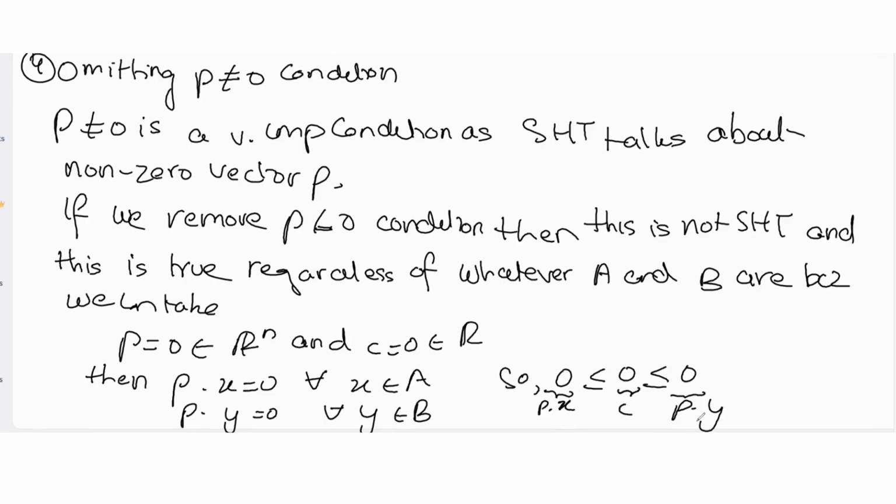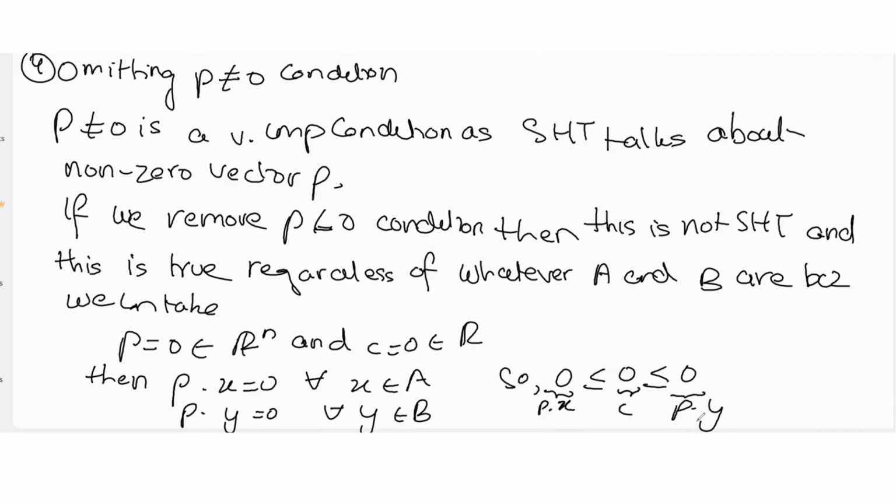So when you mathematically formulate it, it's very important that the P vector is non-zero, because if we remove this condition, then this statement is not the separable hyperplane theorem. It is true regardless of whatever A and B are. It doesn't matter whether A and B are disjoint, convex, or non-empty. And this is not even the separable hyperplane theorem, right? It's going to be true regardless of whatever A and B are, because you just need to find there exists a P and C, right?